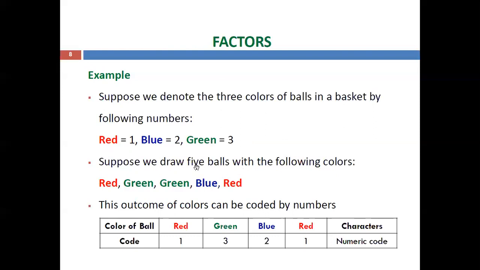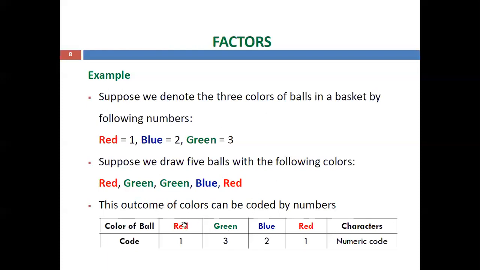For example, suppose we draw 5 balls with the following colors. The first color is red, the second and third are green colors, the fourth one is blue color, the fifth one is red color. With these 5 color combinations, we have to draw 5 balls. Then you can see the outcome of colors can be coded by numbers as shown below.